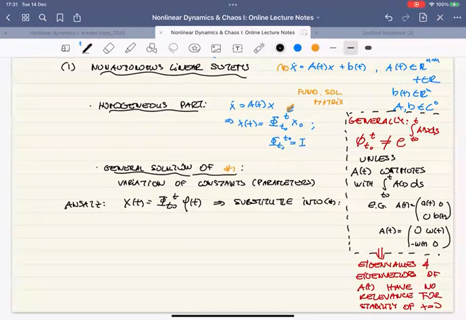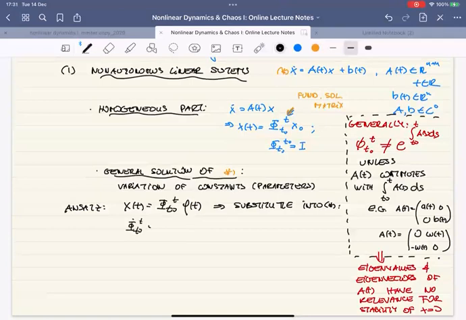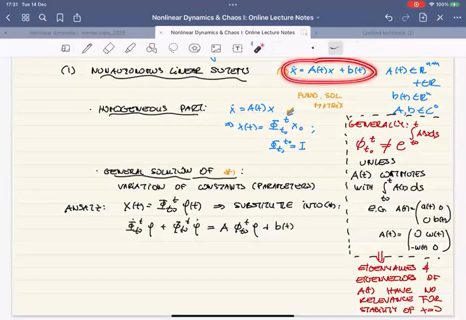So you substitute it into star, then you have to differentiate it. You will be getting phi dot of t naught t times phi plus phi of t naught t times phi dot, right? Because I just used the product rule when I differentiated this. On the right-hand side, now you have A times this solution. So A times phi of t naught t times phi, plus you have b of t, because I'm substituting now into the full equation. That's what I've written here.